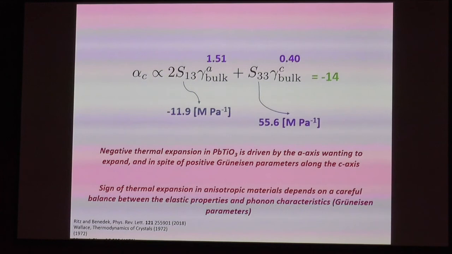But if this S13 gamma A product had been positive, or even if it had been slightly less negative, then it would be energetically favorable for the C-axis to expand with temperature instead. So there is a reasonably delicate balance here. You can see that balance by just looking at this equation. You don't need to do any fancy DFT calculations. But what I think is neat is seeing how the balance manifests in a real material.